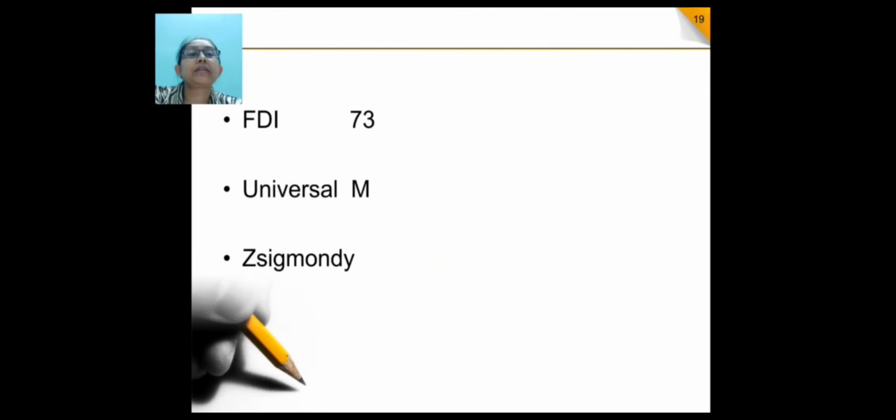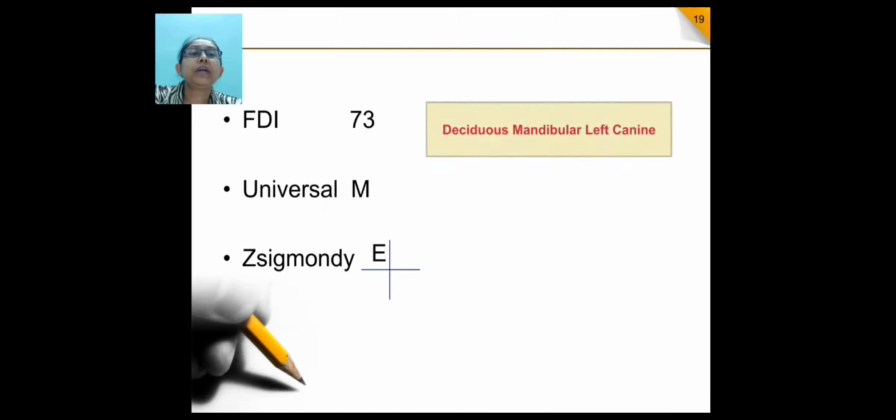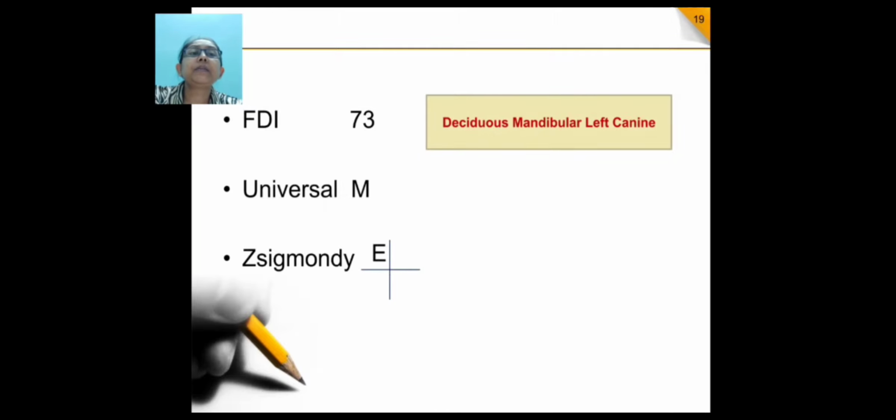This is one exercise. This is another exercise where they have given you the number and you have to identify the tooth. Now 7, 3 is given. As we all know, according to FDI, 5, 6, 7, 8 are the quadrants numbered for primary teeth. So 7 is the mandibular left quadrant, that is the third quadrant. So 3 is the third tooth, that is the canine. So it is the deciduous mandibular left canine.